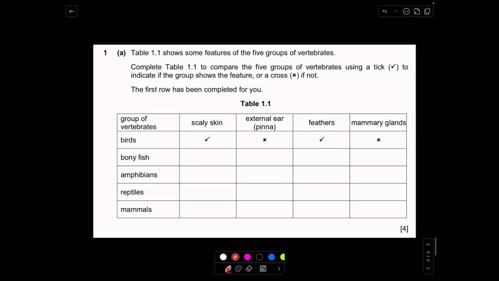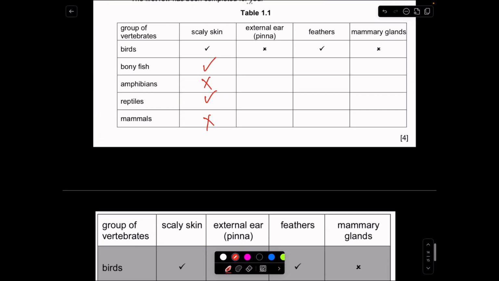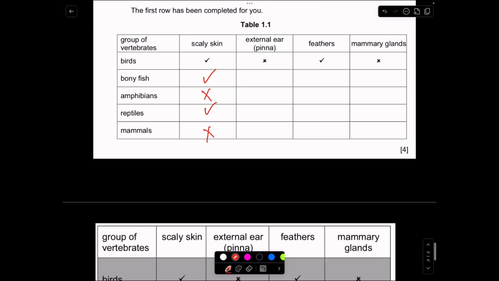Moving on to the table. This is just a table you guys should fill up on your free time. I'm going to fill it up quickly for you guys. So read the question always. It says complete the table, put a tick if you indicate that the group shows the feature, and X if it doesn't. Okay, so scaly skin. Bony fish has scaly skin, amphibians don't have scaly skins, reptiles do, these don't, mammals don't. Okay, so you can check that. It's a tick X, that is correct.